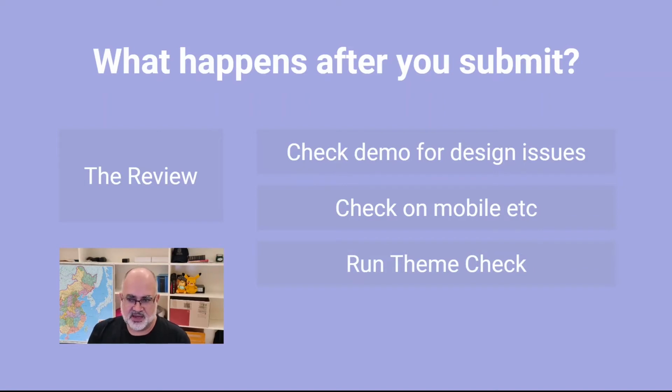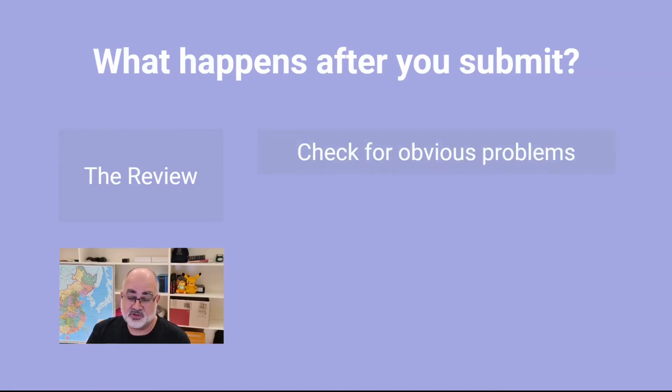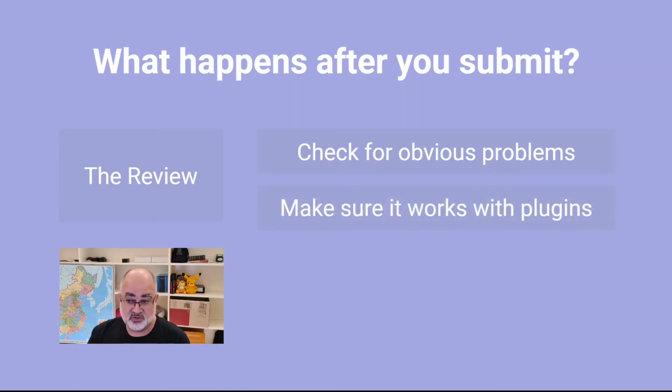Once we've passed that, we'll download the item, we run theme check, we check it with the theme unit test data, and we also check for any obvious problems. So any PHP errors or anything like that, or just anything that's broken or looks wrong. We make sure it works with the plugins that you've advertised. So if you say it's a WooCommerce theme, we make sure that it works with WooCommerce and that products are styled appropriately, etc.